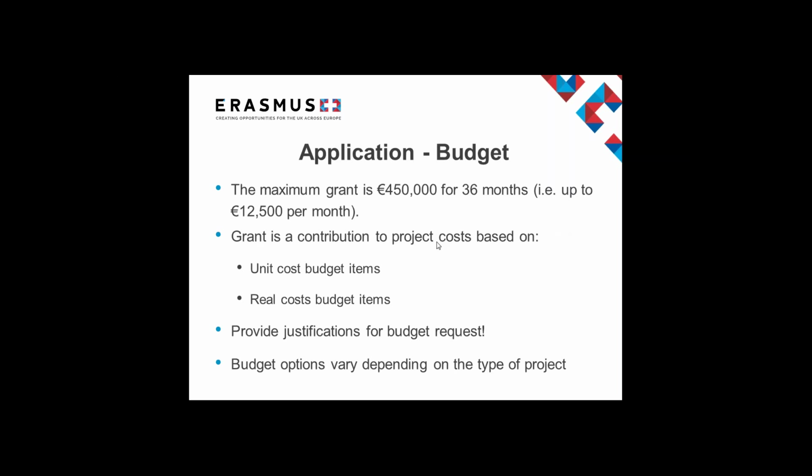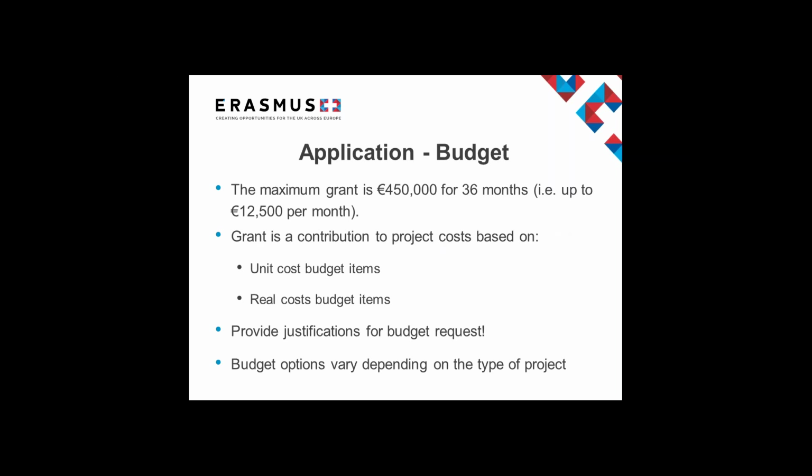Some key points to remember about the budget. The maximum budget is a variable amount defined by multiplying €12,500 per month for the duration of the project with a maximum of €450,000 for a 36-month project. The grant is a contribution to project costs based on either unit costs or real cost budget items.